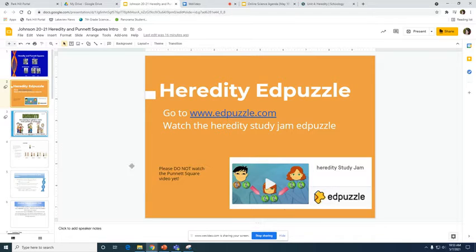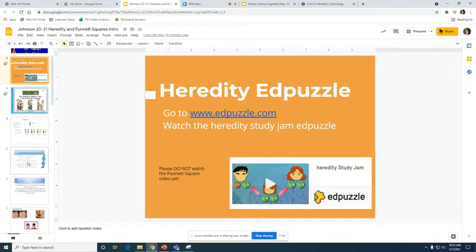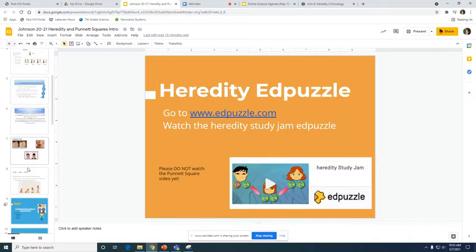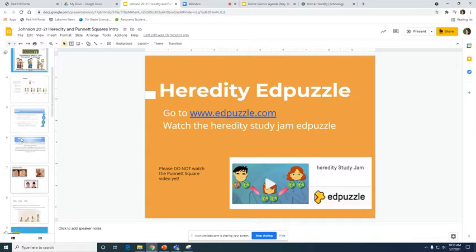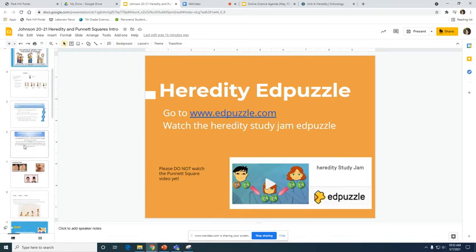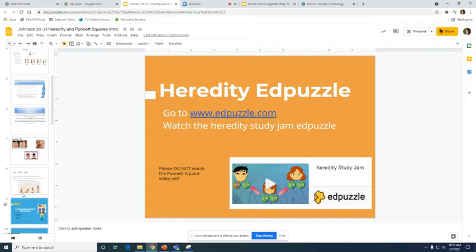So we're going to get started, like I said, with this Edpuzzle on heredity. You'll have to go to edpuzzle.com, log in with Google, and check that out. Then these slides are going to take you through just some basic information and background knowledge that you'll need. There are a lot of slides here, but a lot of these slides are just visual references, not something that you're necessarily writing down in your notebook, but just things to give you visual references.